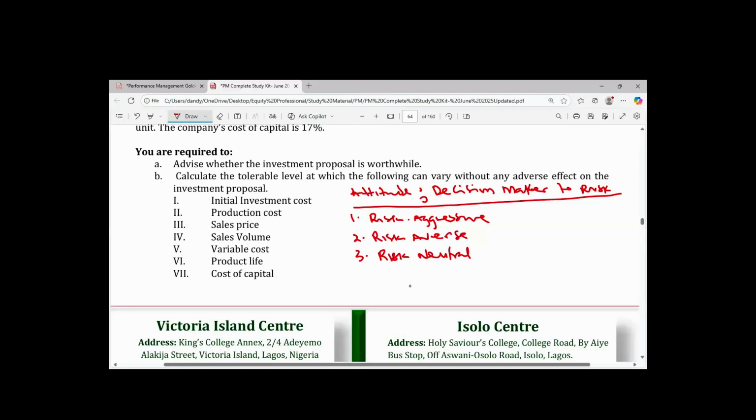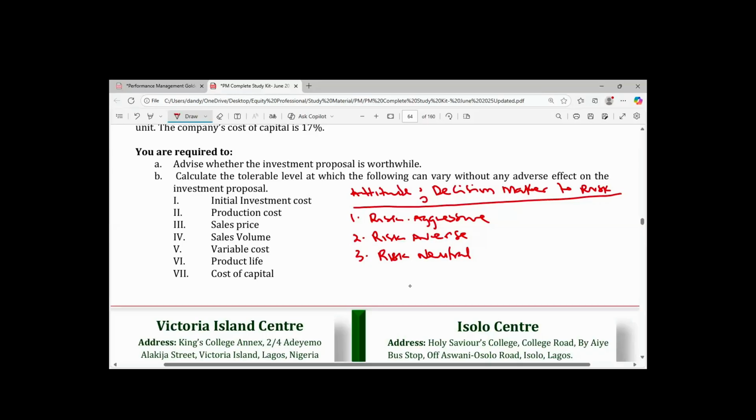So that again corroborates the general saying that the lower the risk, the lower the return. So as a risk averse individual, since I don't like risk, I will go for the alternative that produces the lowest risk at the lowest expected value, return or profit. So that is risk averse.